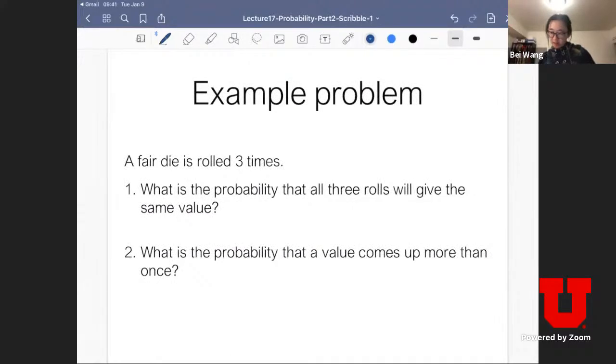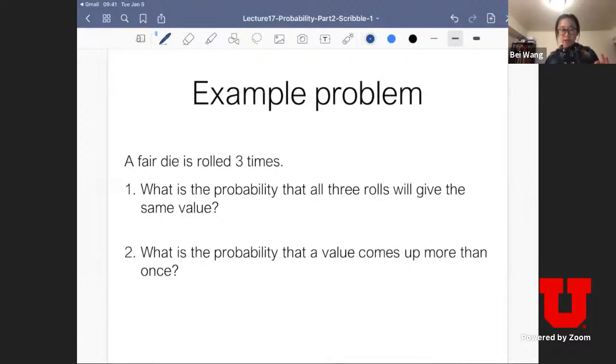Now, this question is something that showed up in part 1. We're putting it here again so that you can practice. Please pause the video and try to solve this on your own. If you can't solve it, try to go back to part 1 of lecture 17.